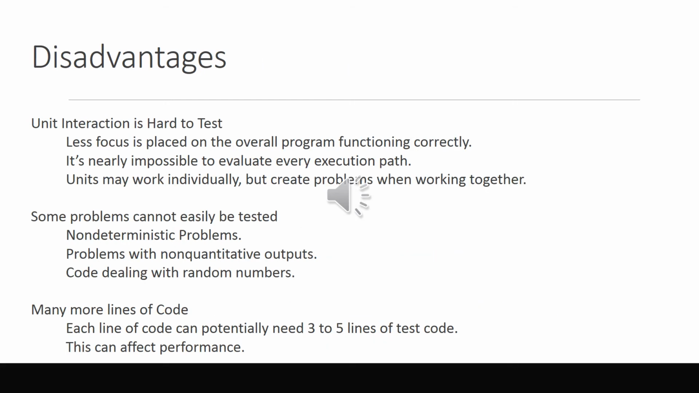Okay, moving on to the disadvantages slide. Unit interaction is hard to test, so less focus is placed on the overall program functioning correctly. It's nearly impossible to evaluate every execution path. Units may work individually but create problems when we're working together, so if all of your units work, you might think that the program will work, but maybe they don't interact with each other correctly, so that can create some problems.